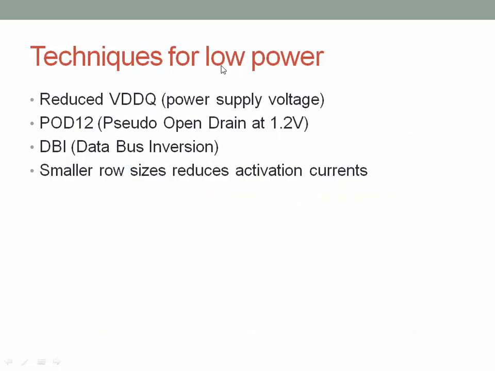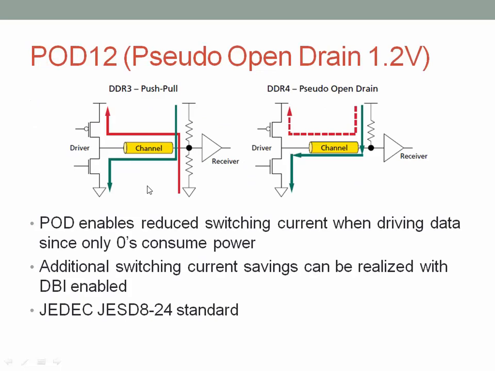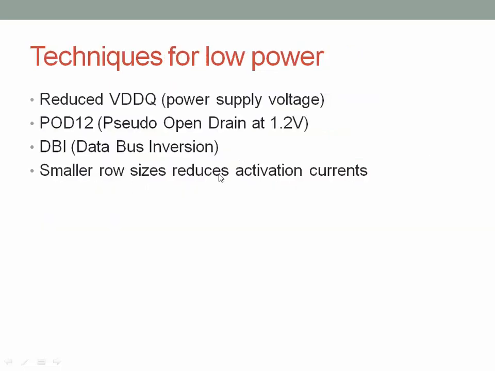So how does DDR4 achieve lower power? There are a couple of techniques for that. Firstly, the reduction in the VDD, which will directly correlate with the reduction in power for the same amount of current. It uses the I/O standard called POD12, which I'll explain later. It is called pseudo open drain at 1.2 volts. It also uses DBI, which is data bus inversion, and it uses smaller row sizes, which reduces the amount of current used for parasitic charging and discharging.